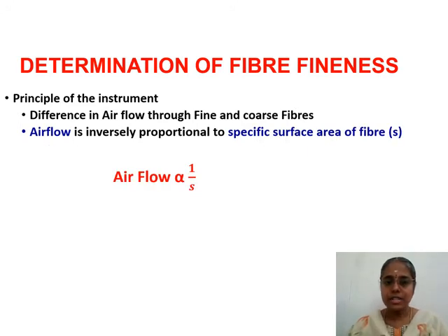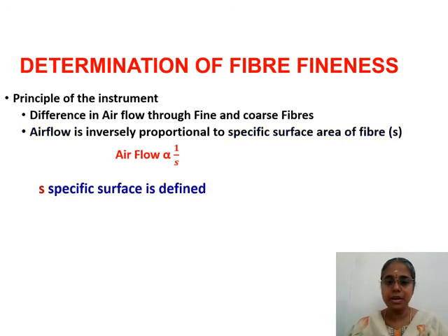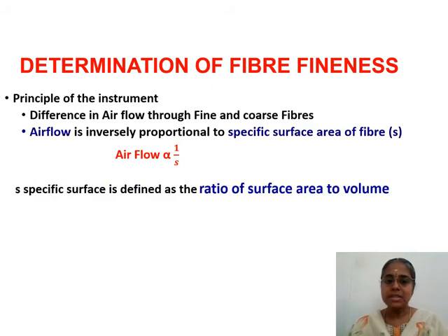Airflow is inversely proportional to the specific surface area of the fiber, not specific area, specific surface area of the fiber. So what is this specific surface area? Specific surface area is defined as the ratio of surface area to volume. Surface area of the fiber divided by volume of the fiber.